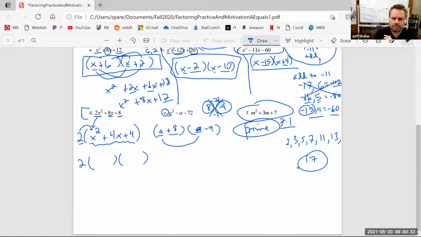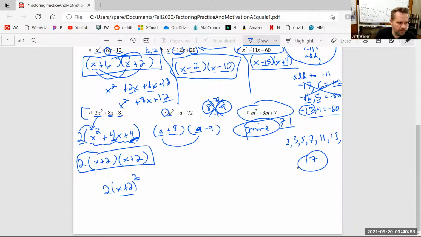All right, what do you guys get? What adds to 4 and multiplies to 4? 2 and 2. Neato. So this is fine. Or I could also write it like this, because I got x plus 2 multiplying. So I could write this, this is perfectly fine. Or you could be all nifty and do this.